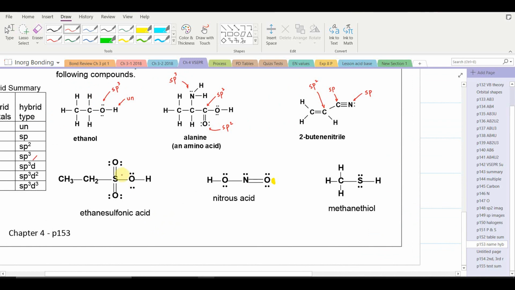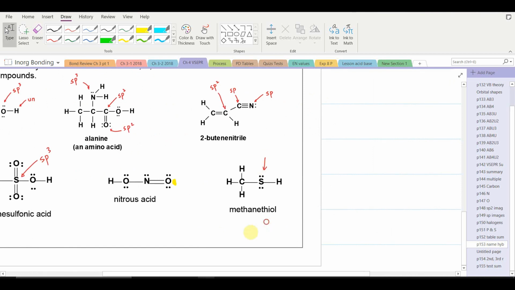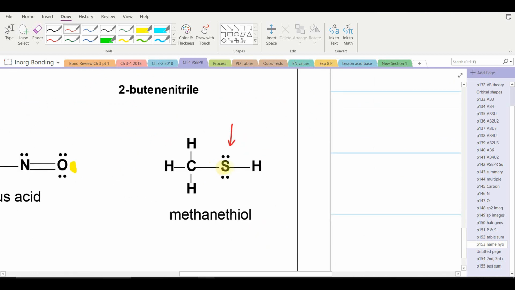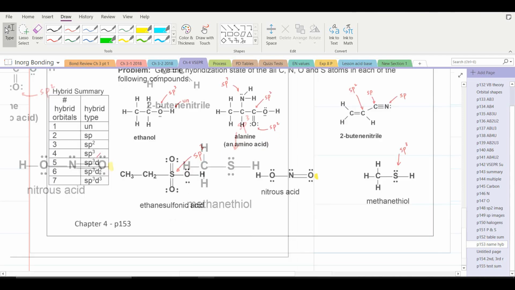How about sulfur? Count up the number of non-bonded electrons. None. Number of sigma bonds. 1, 2, 3, 4. There's a sigma bond in every double bond. Ignore the pi bonds. So we have a total of 4 electron pairs that are sigma bonds that require hybridized orbitals. This is an sp3 hybridized sulfur. How about this sulfur? How many sigma bonds? 2. How many non-bonded pairs? 2. All of these require hybridized orbitals. We have 4 pairs of electrons requiring hybridized orbitals, sp3 hybridized. The answers for this page are also on the next page.